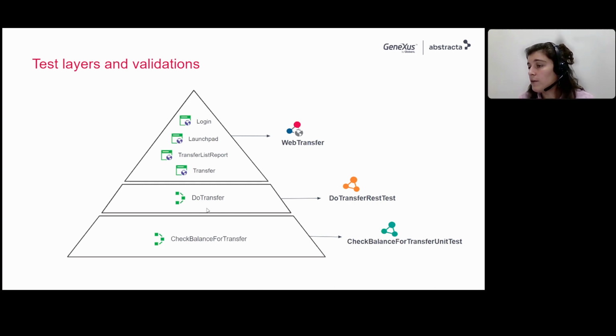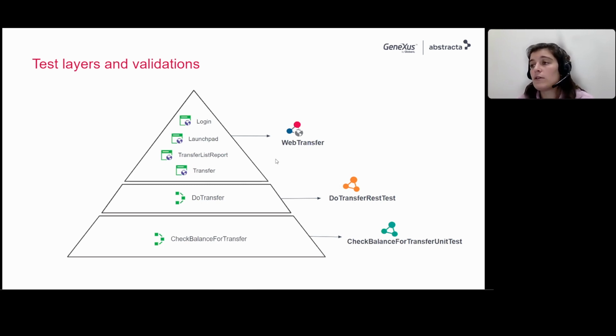Then we're going to try the do transfer service, where you can make a transfer by summoning this service, and where you're going to create a do transfer REST test. Typically, you're going to automate all the tests for those services that are used by third parties. And then I'm going to create a test for validation at interface level on these web panels that is going to be called web transfer.